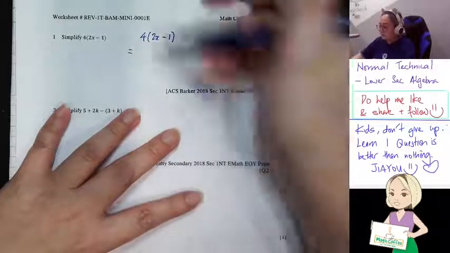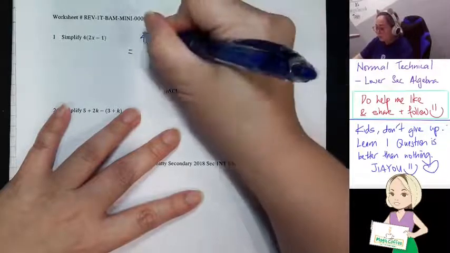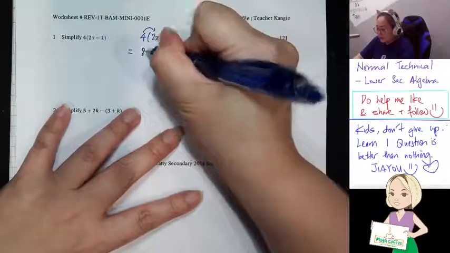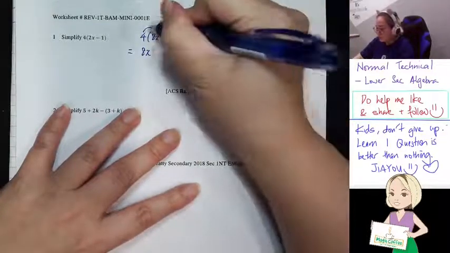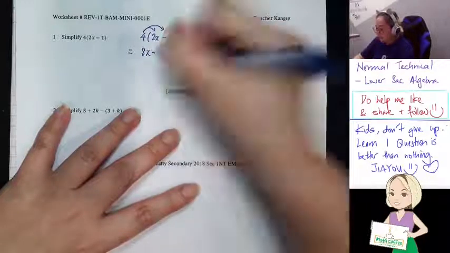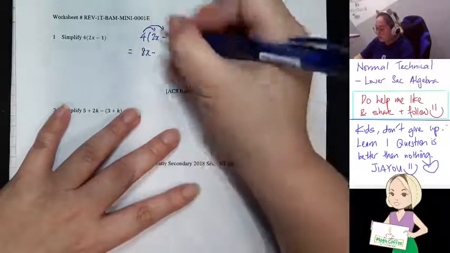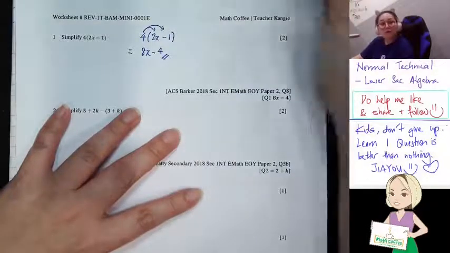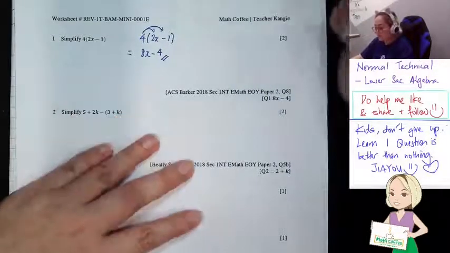So, you need to know that 4 bracket 2x minus 1 means 4 times 2x minus 1. So, rainbow means 4 times 2x, so you will get 8x. Okay, this one times this one. Positive times negative, you get a minus first. 4 times 1, you get 4. So, it is 8x minus 4. Okay, so this is just mini rainbow.